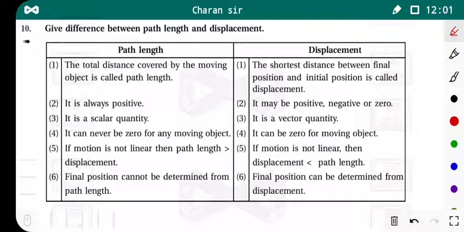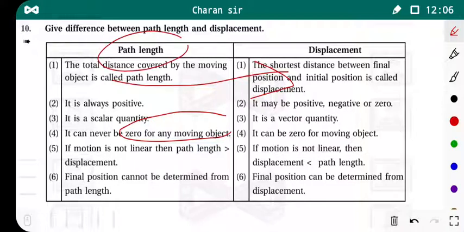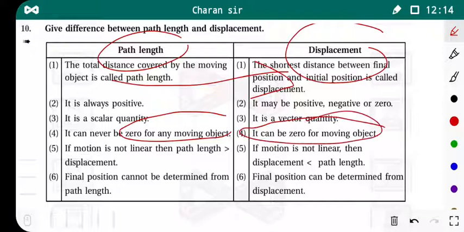So it can never be 0 for any moving object. If your object is in motion, the path length is never equal to 0, but the displacement may be 0, that we discussed in the previous theory. When the initial and final positions coincide with each other, at that time your displacement is equal to 0 even though your object is in motion.